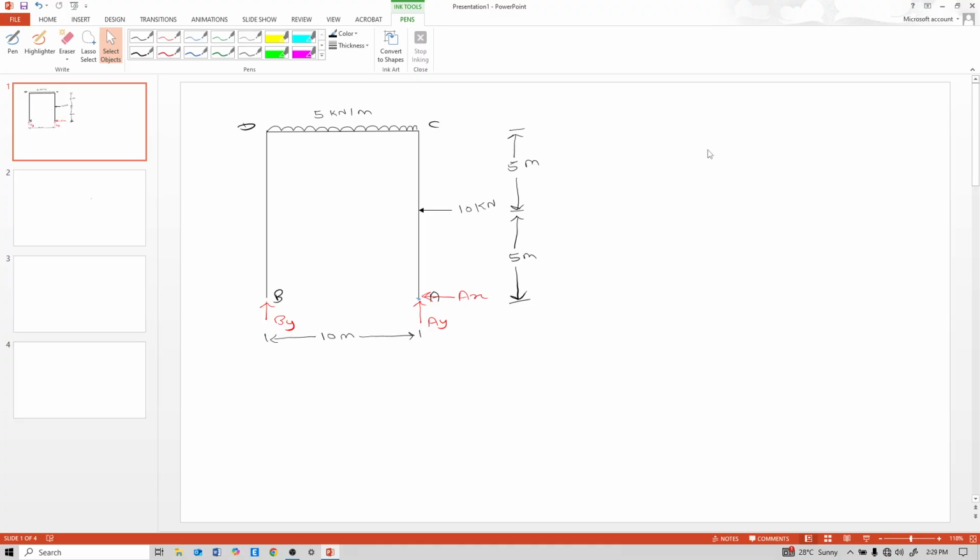B to D total height is 10 meter and A to C is also 10 meter and DC is 10 meter. And on this DC, 5 kilonewton per meter uniformly distributed load acts. And at point B, due to roller support, this By reaction comes. This is the free body diagram of this frame. And at point A, due to hinge support, this vertical Ay and horizontal Ax come. And our first step is to calculate reactions.